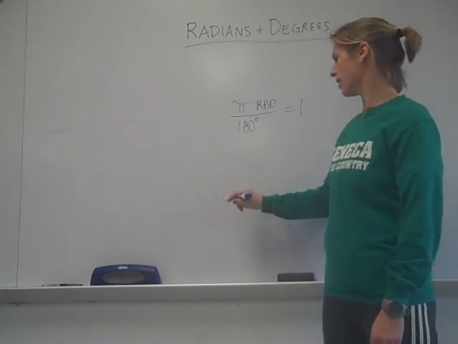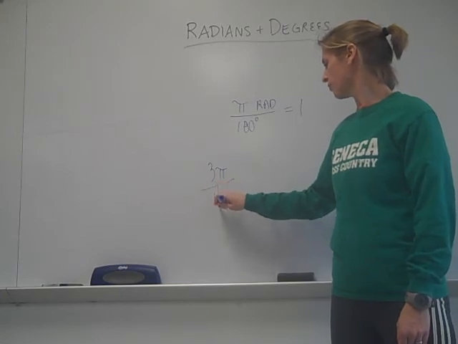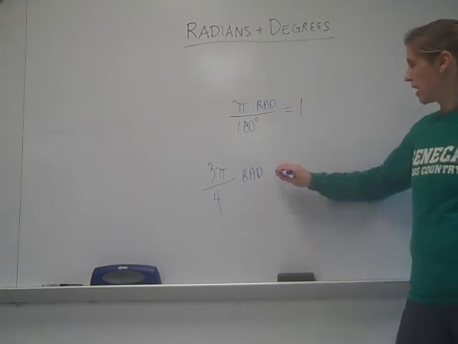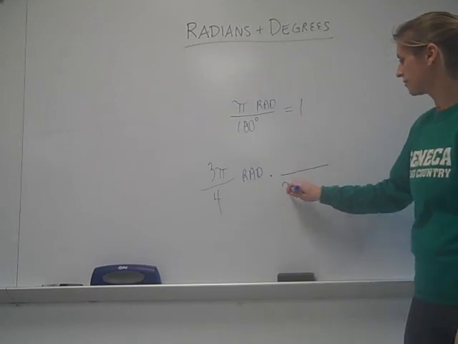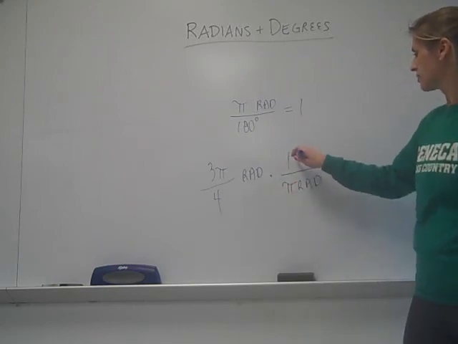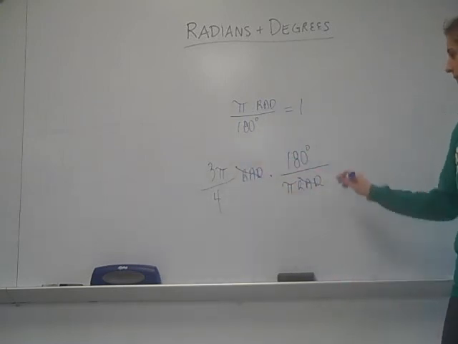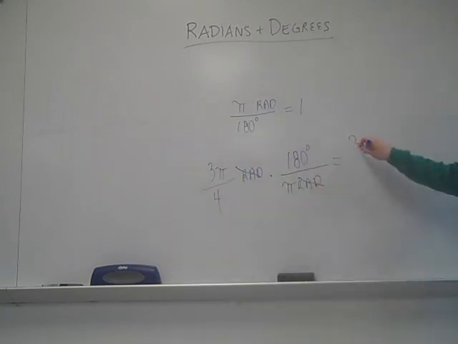So let's say I have 3 pi over 4 radians. And I want to know how many degrees is that. I'm going to multiply by 1. But specifically, I'm going to put radians in the bottom and degrees on the top. So the radians and the radians will cancel. And I just multiply across, so I'll have 3 times pi times 180 on the top. And I'll have 4 times pi on the bottom, and this is degrees.